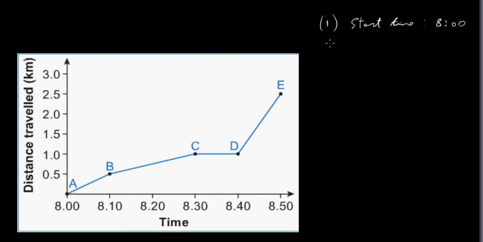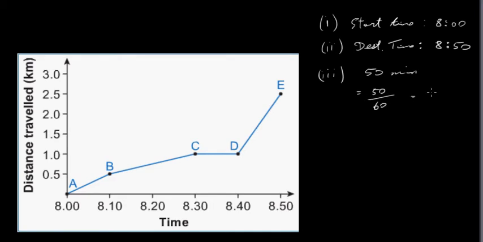8 o'clock. What time did they get to the destination? The destination time is just simply 8:50, 10 to 9. So how long did it take? It took 50 minutes. Or if you want to put it in hours, that's 50 over 60, or 5/6 of an hour. So that's how long it actually took.